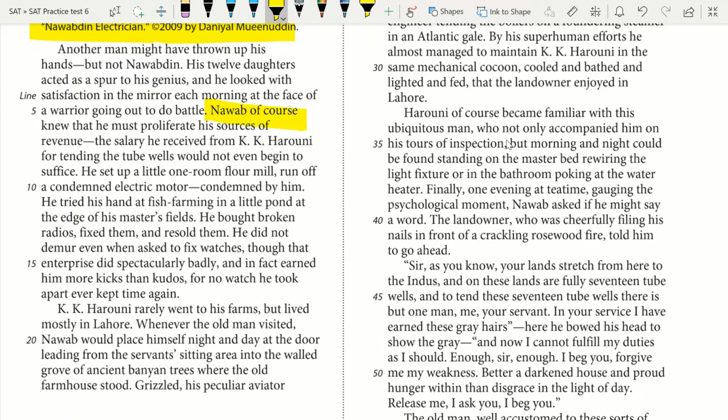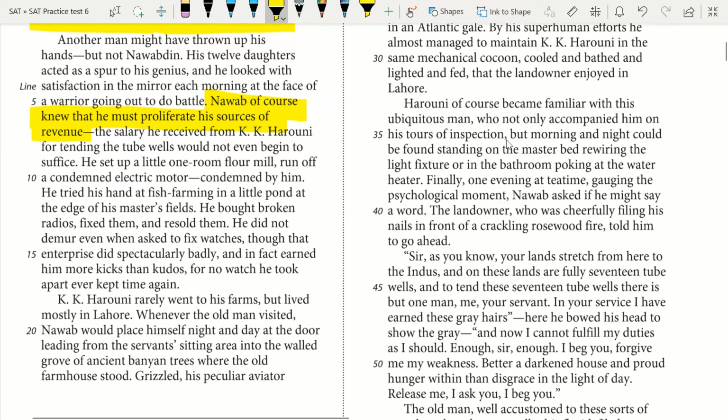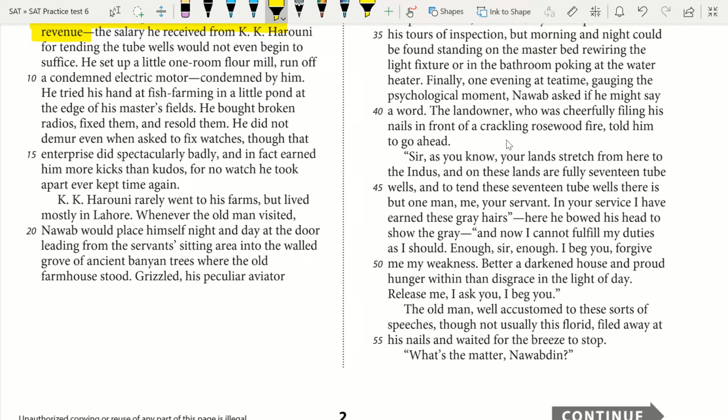Nawab, of course, knew that he must proliferate his sources of income. The salary he received from K.K. Harouni for tending the tube wells would not even begin to suffice. He set up a little one-room flour mill run off a condemned electric motor, condemned by him. He tried his hand at fish farming in a little pond at the edge of the master's fields. He bought broken radios, fixed them, and resold them. He did not demur even when asked to fix watches, though that enterprise did spectacularly badly and in fact earned him more kicks than kudos, for no watch he took ever kept time again.